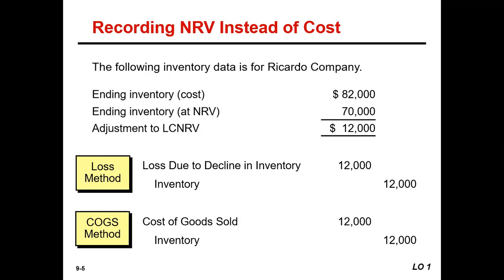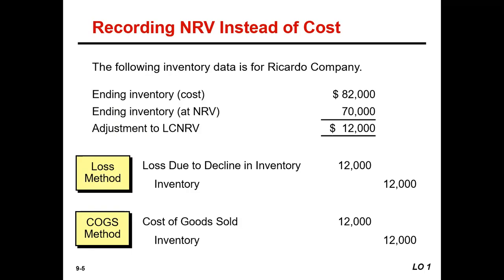But based on this data, if we have ending inventory that has a cost of 82,000, and we've calculated net realizable value is 70,000, then we need to make an adjustment to basically take inventory down to net realizable value, right? And so if we use the loss method, then we debit loss due to decline in inventory, we credit inventory, right? The loss ends up showing up on the income statement under the other expenses or losses section, right?